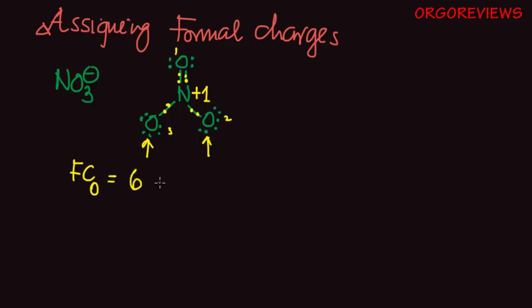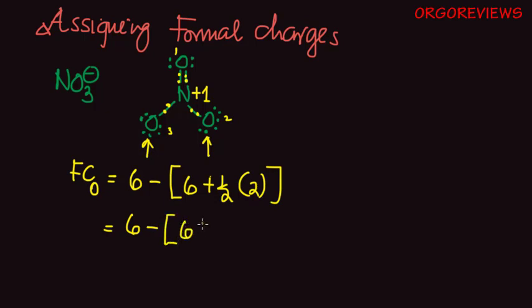for oxygen, which is 6, minus the number of non-bonding electrons. In this case, you have 6 of those, plus half of the number of bonding electrons. So you only have 2. So if you did the math, it will lead us to 6 minus 6 plus 1. And overall, you're going to get 1 minus 1. So the formal charge on this oxygen will be minus 1. And it will be the same thing for this particular oxygen as well.